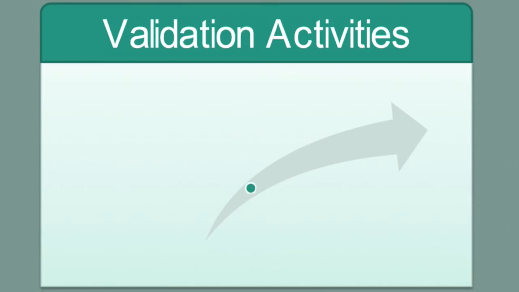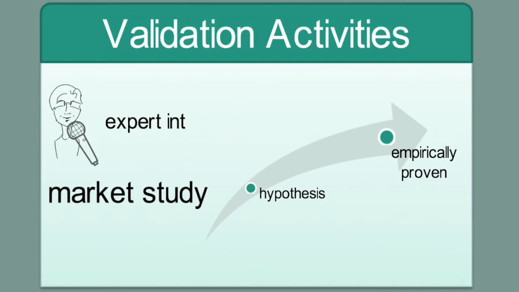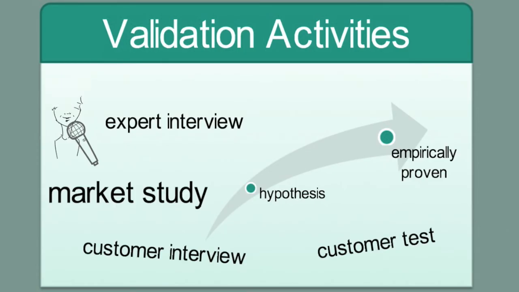Each sub-element of the other modules has a specific level and type of validation. While the lowest level of validation has the character of a hypothesis, the highest validation level is empirically proven. Sub-elements of the product profile validation are conducted market studies or expert interviews, as well as customer interviews and customer tests. Validation is a continuous progress.